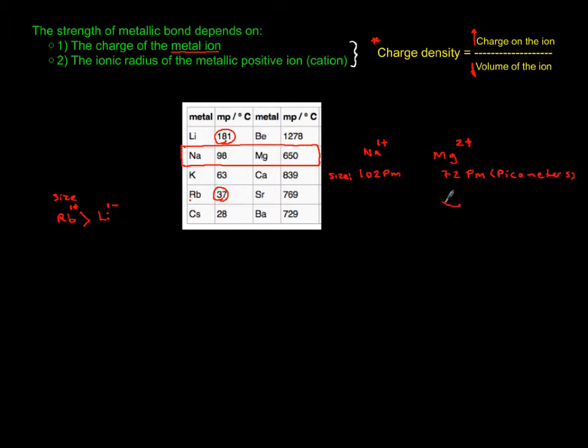So magnesium has two factors that are going to help it to be a stronger metal. One is its charge, which is high, and the other is its atomic size or radius, which is small, therefore its volume is going to be small. So that's why in the case of magnesium, you have a higher melting point compared to sodium.